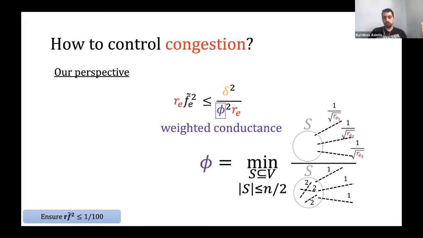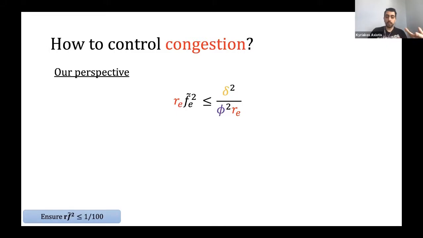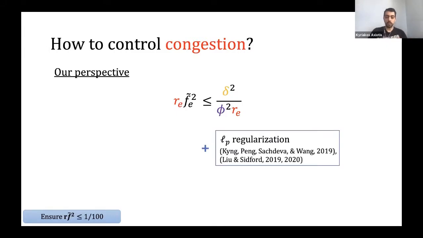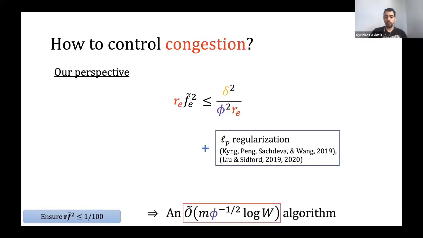So now let's see what we can do with this new bound. And as a matter of fact, we can see that if we combine this with another recent approach, which has been used in the context of flows, which is the LP regularization approach, we can fairly easily get an m over root conductance log W algorithm.